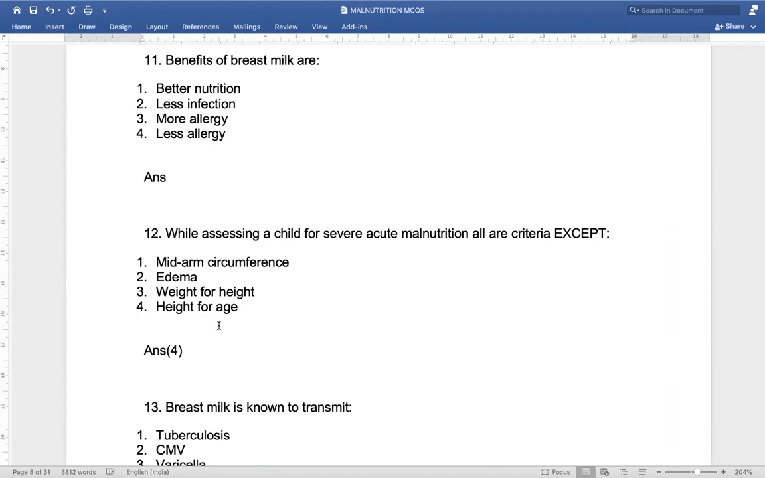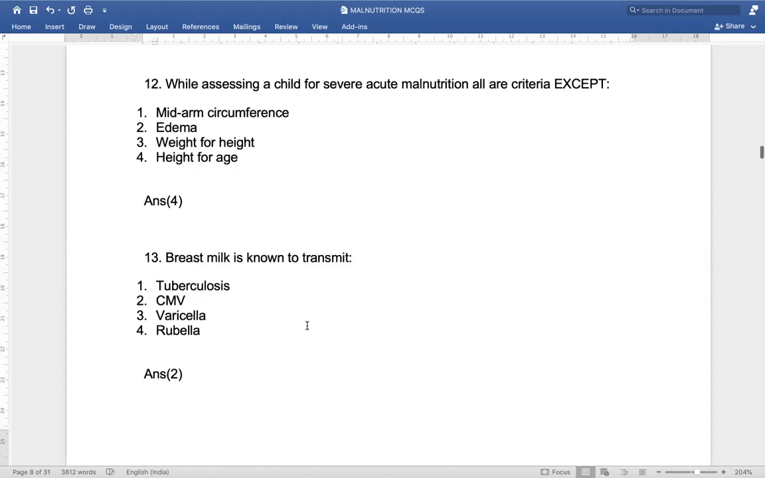While assessing a child with severe acute malnutrition, all are criteria except. We know the 3 criteria: weight for height less than -3 standard deviation, edema, and mid upper arm circumference less than 11.5 centimeters. Height for age is not a criterion for severe acute malnutrition, whereas height for age is a marker of chronic malnutrition.